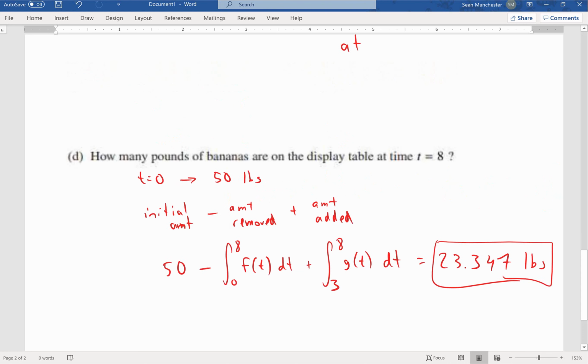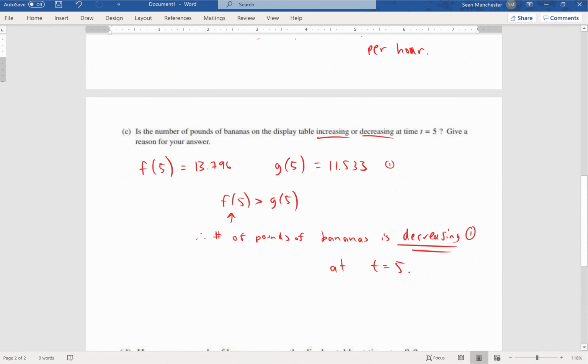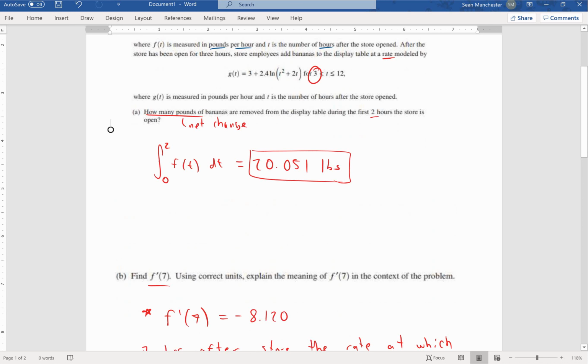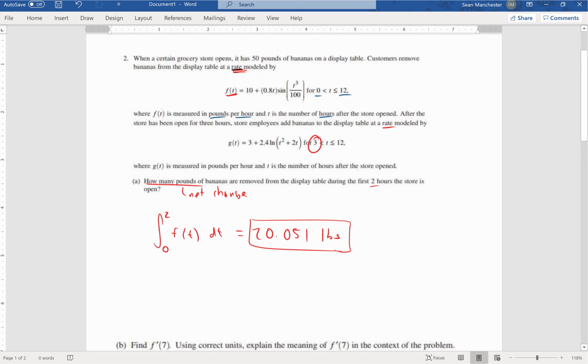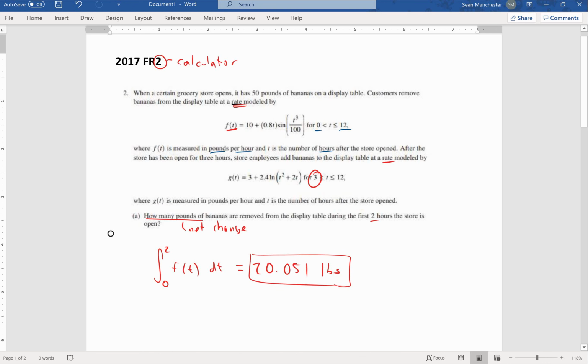All right, good. So there's a really good, pretty clear example of how we can use accumulation functions and use the integral and the derivative to figure out rates of change and so forth. So there's a good example of a common type of AP question.